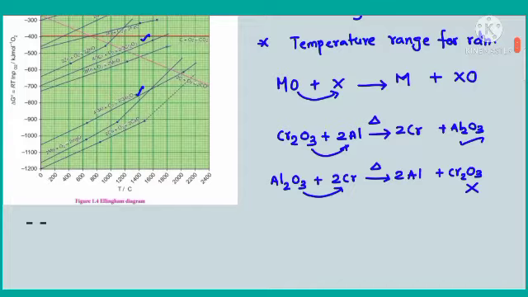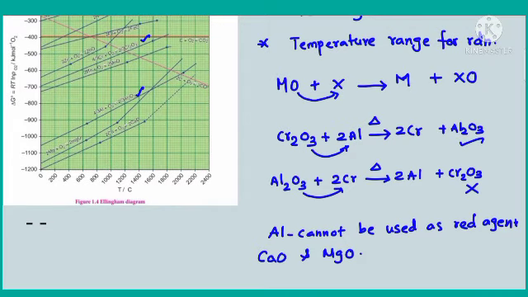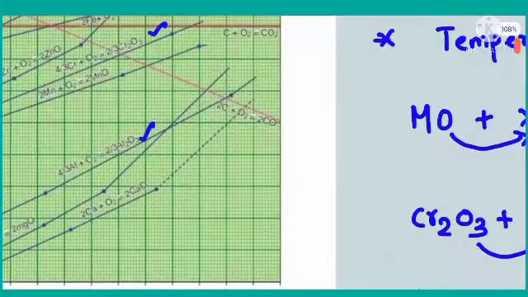Is it possible to use aluminum as a reducing agent for oxides such as magnesium oxide and calcium oxide? Aluminum cannot be used as a reducing agent for reducing metal oxides such as calcium oxide and magnesium oxide. The reason is, look at the Ellingham diagram.